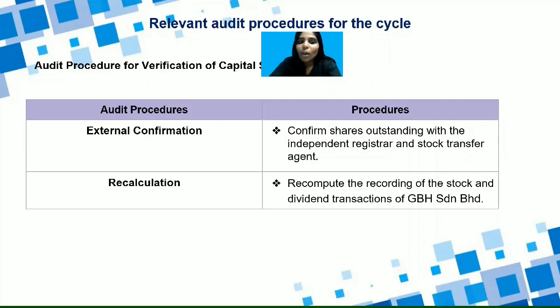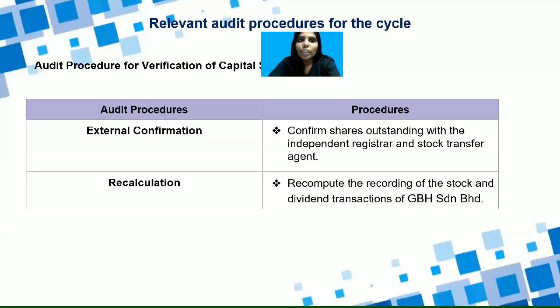For example, the auditor can confirm shares outstanding with the independent registrar and stock transfer agent. When an independent registrar is used by the entity, the auditor confirms the total number of shares outstanding at the end of the period. If the number of shares listed as outstanding on the confirmation reconciles to the general ledger capital account, the auditor has evidence that the total number of shares outstanding at the end of the period is correct.